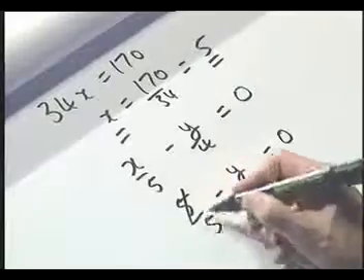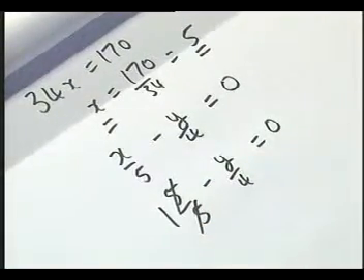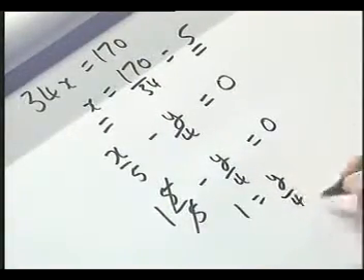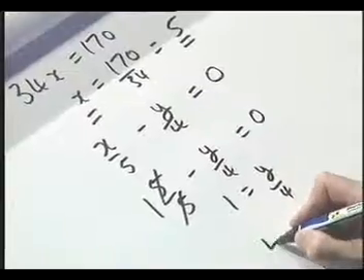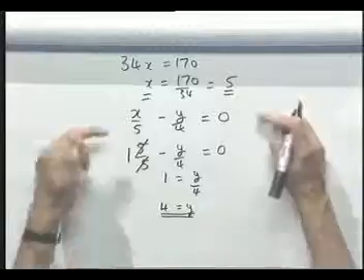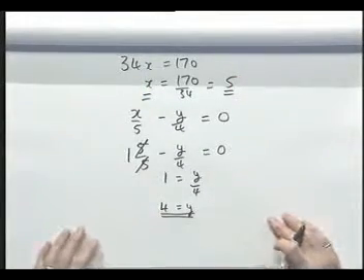5 over 5, that's just 1. And so I have 1 take away y over 4 equals 0. So 1 must be equal to y over 4. If I multiply everything by 4, I end up with 4 equals y. So there's my pair of answers. x equals 5, y equals 4.